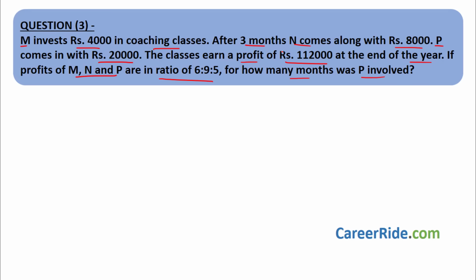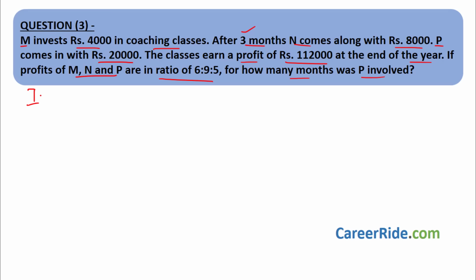Now you must understand that here they have given that after 3 months N comes along with rupees 8,000, and then the next sentence is P comes in with rupees 20,000. So P does not come after 3 months along with N. The time period for P may be different. So let's see how to solve. This is again very easy.